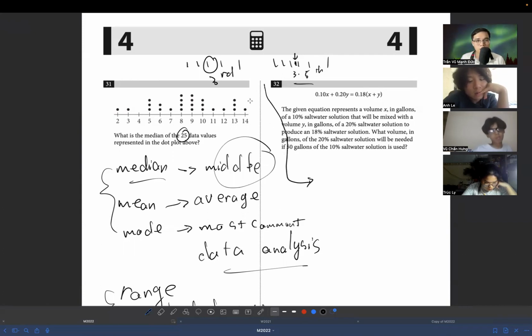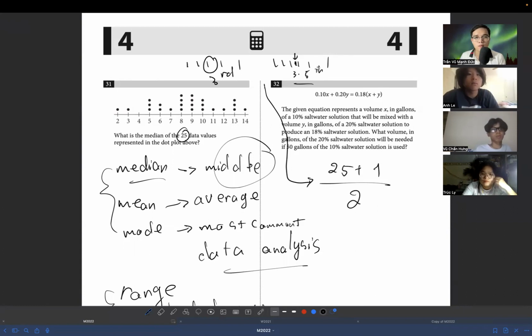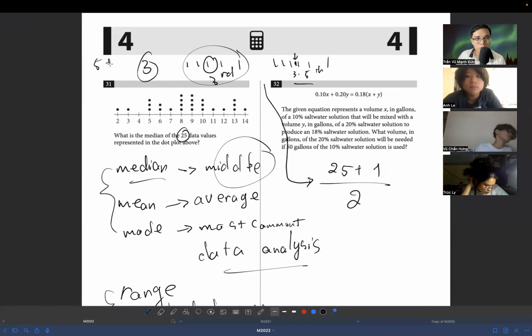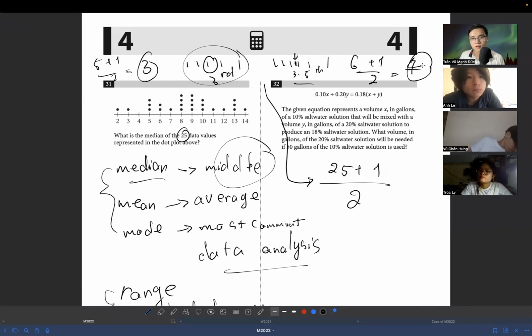The equation you derive from this is, if this is an odd number, you add 1, so 25 plus 1, and divide by 2. And if it's an even number, you also just add 1 and divide by 2, because look, this array has 5 numbers in it, and you plus 1 and divide by 2, you get 3, right? 5 plus 1 divided by 2 is 3. And this is 6 plus 1 divided by 2 is, oh, no, sorry, 3.5.